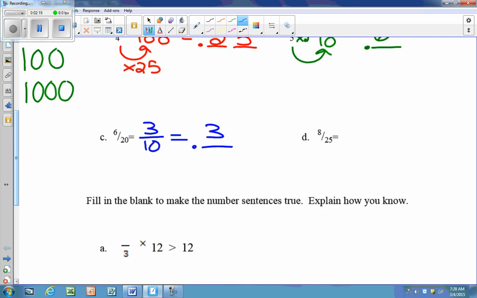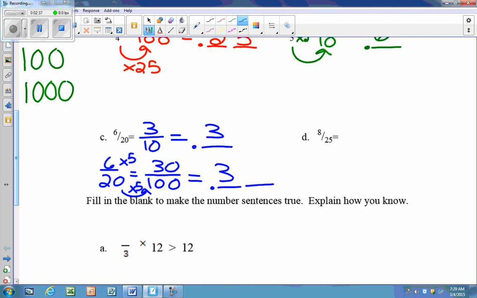But the way that most of you would probably do it is, here's my 6/20ths. I'd like to turn it into 100. 20 times what is 100? It's times 5. And this should be times 5. So that would be 30. And this time I'm going into hundreds. So 30 hundredths. And those two numbers mean the same exact thing.